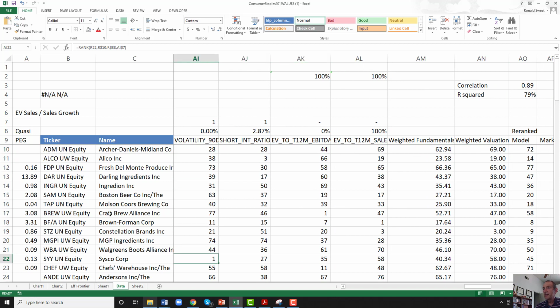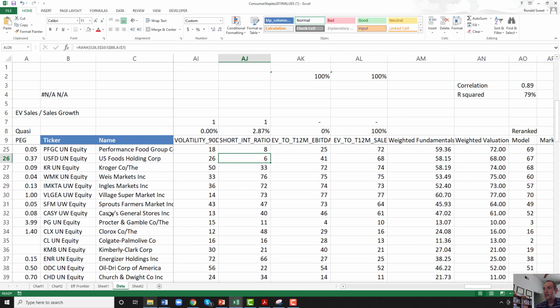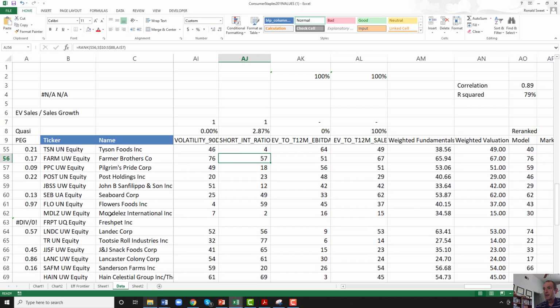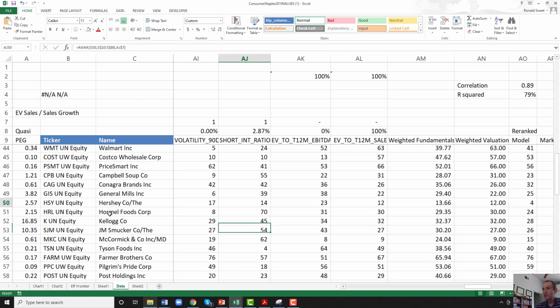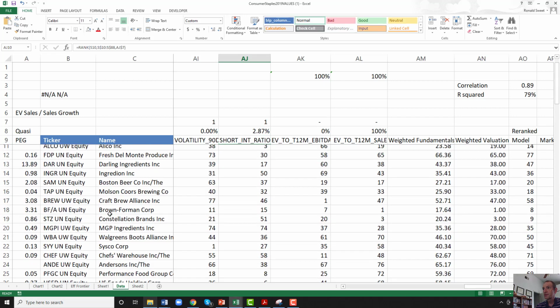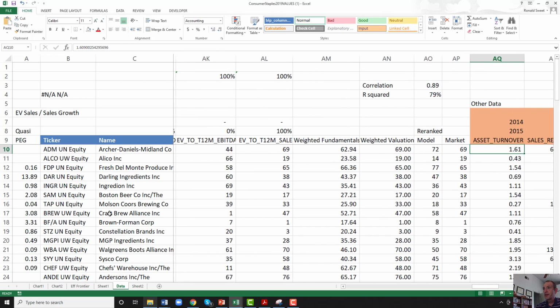Volatility, again, low volatility is ranked first. So Cisco Corporation has the lowest volatility. And then short interest ratios, again, lower is better. So Alcoa is not a very highly shorted stock. Whereas Tootsie Roll, for some reason, was a highly shorted stock back at this time. I don't know why anybody was shorting Tootsie Roll.